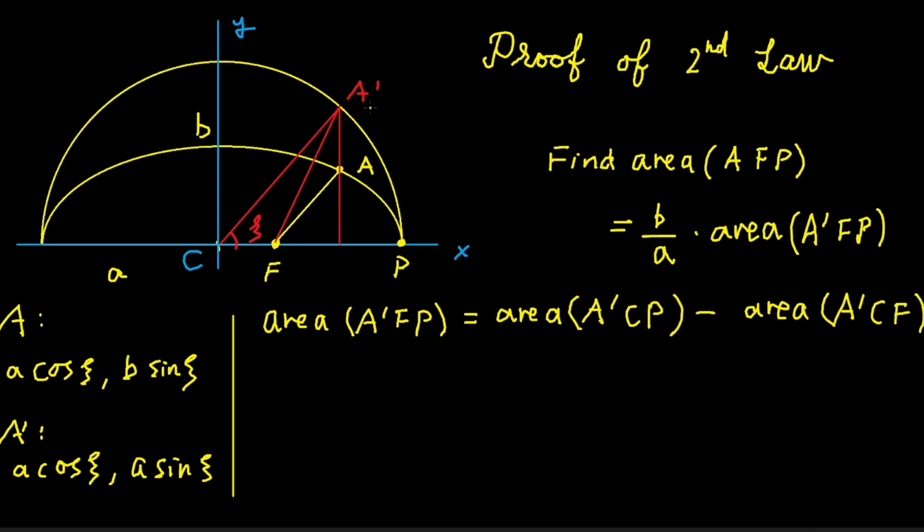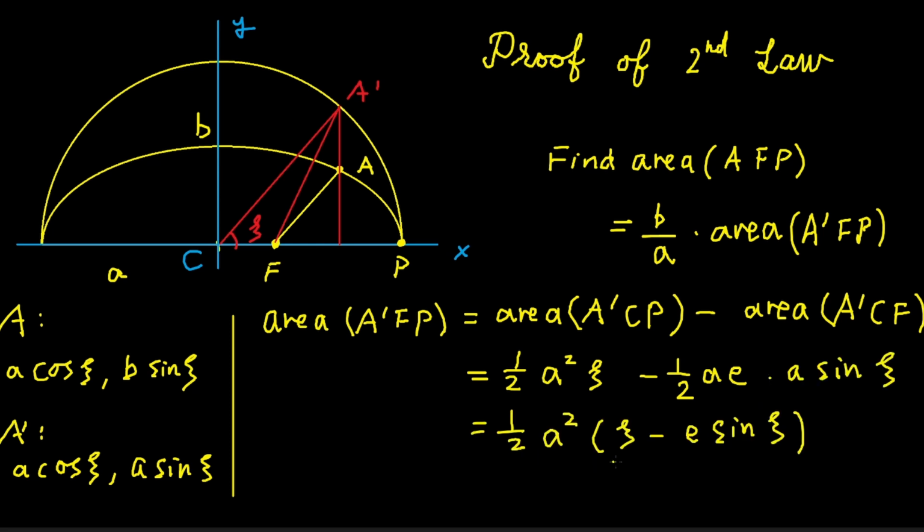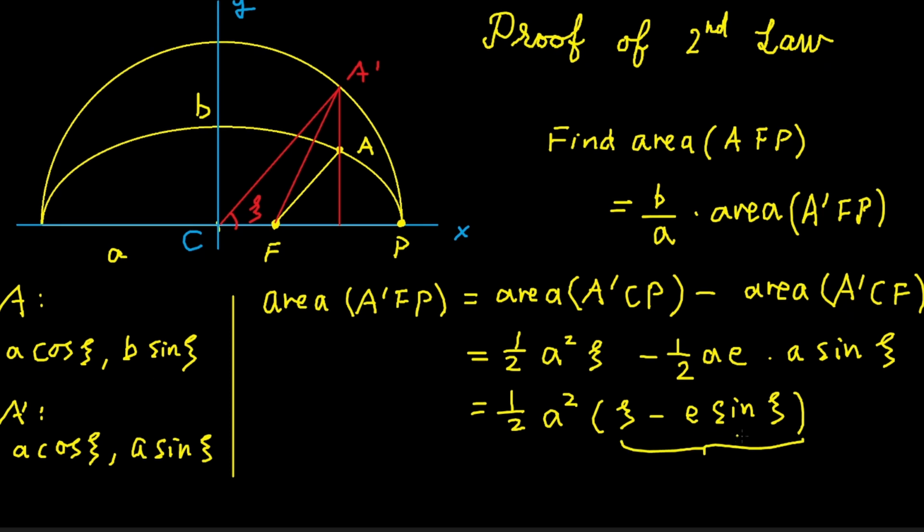So the area of A'CP is just half a squared times xi. And the second area, the area of the triangle A'CF, is half CF times the height. By a property of ellipses, the distance from one of the foci to the center of the ellipse is ae. So we have minus 1/2 ae times the height, which is a times the sine of xi. And we get half a squared times xi minus e times sine of xi. But xi minus e times sine xi is exactly the mean anomaly, M.